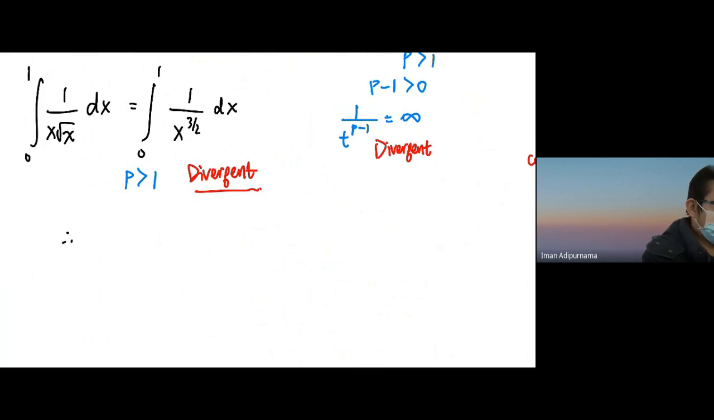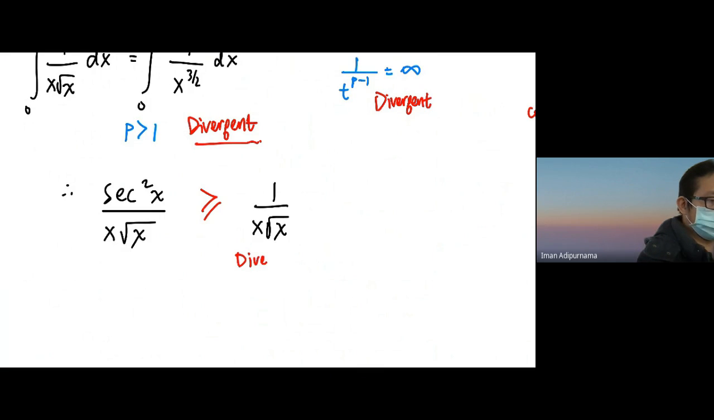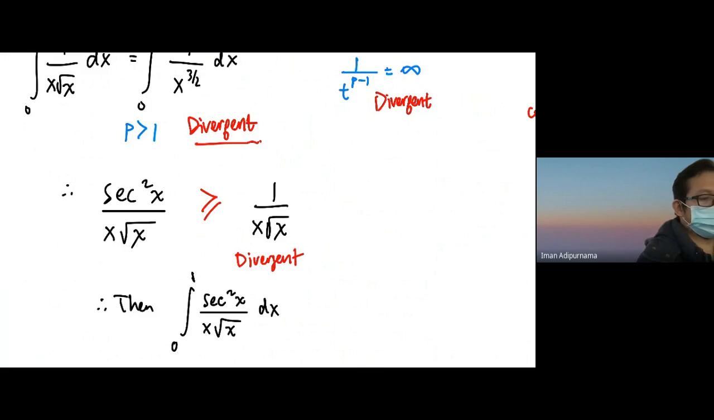Then we can write down that secant squared x over the square root of x, if we compare with this. Because secant can be 2, it can be square root of 2, and it will be greater, right? If you check pi over 4, we'll have at least a greater value, right? So because this is divergent, the integral from 0 to 1 of secant squared x over the square root of x dx also diverges by the comparison theorem.